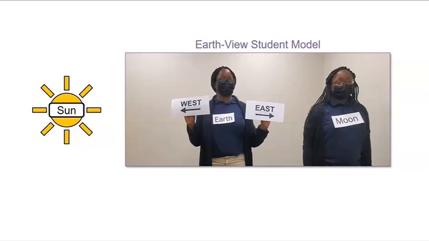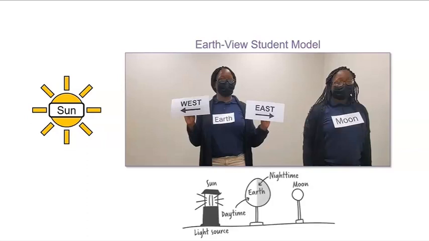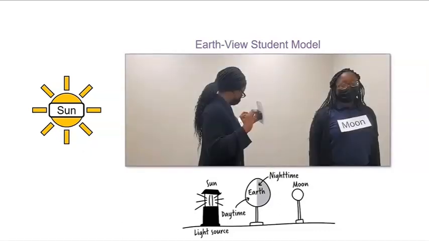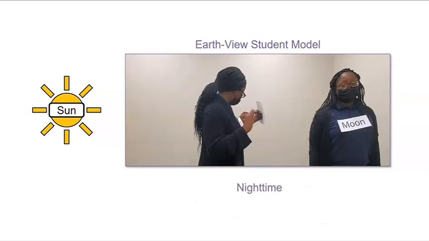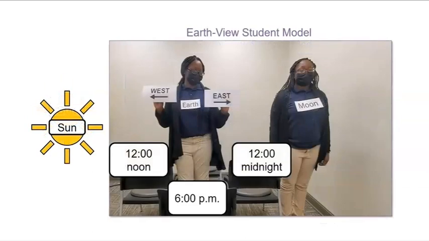Does this photograph represent the nighttime view from Earth or the daytime view from Earth? How can you tell? Well, we know from our model that for the moon to be visible from Earth at nighttime, the moon must be on the opposite side of Earth from the sun. So, the Earth View student model in this position, where the Earth student faces the moon student, represents the nighttime view from Earth. Can we use this Earth View student model with the moon to model times of day?